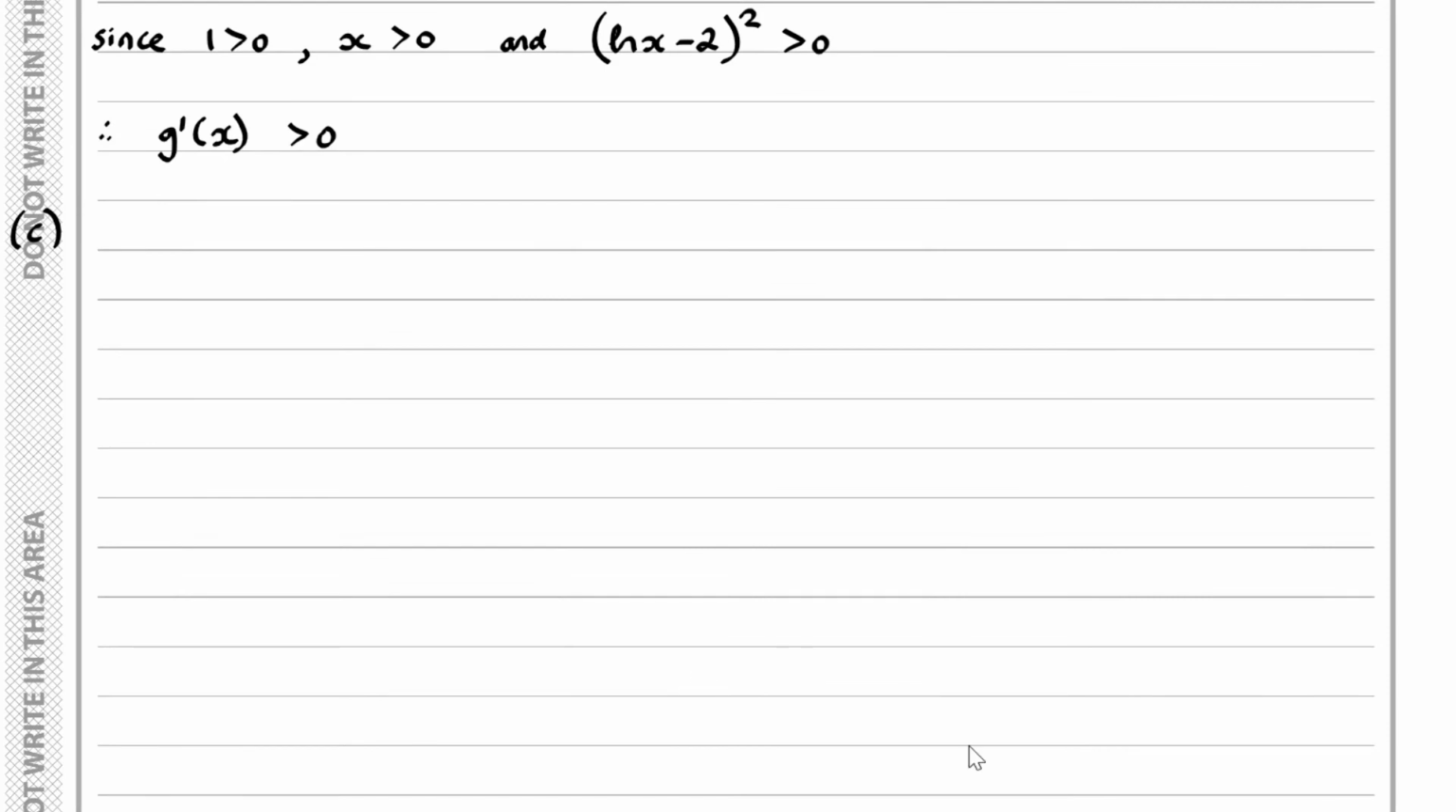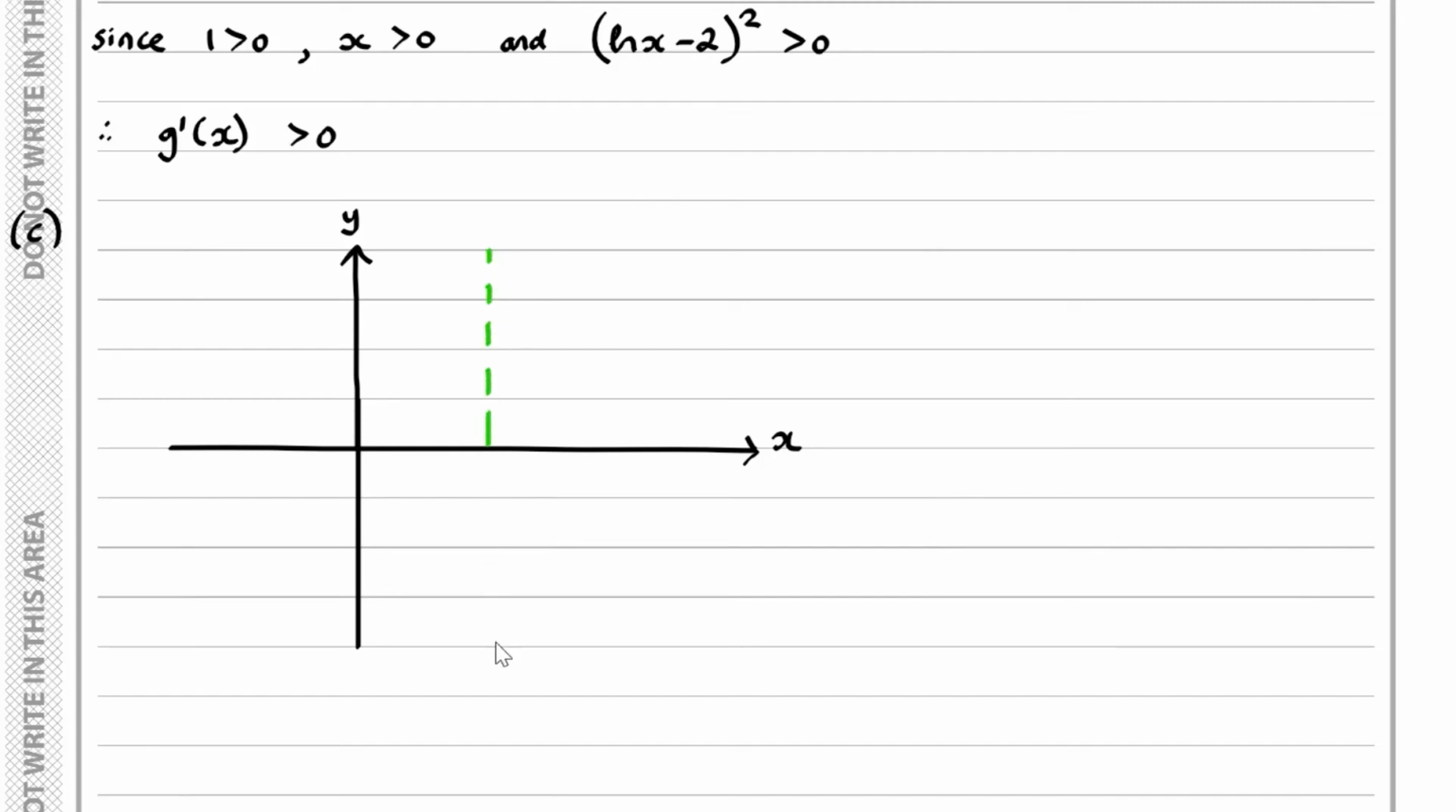So if we make some sort of an attempt to sketch the graph, we've got a set of coordinate axes, and we know already we're going to have an asymptote over here somewhere. Okay? So here is where we're going to have an asymptote at x equals e to the power of 2. And what we also know is it's a rational function, so the graph is going to look something like this.